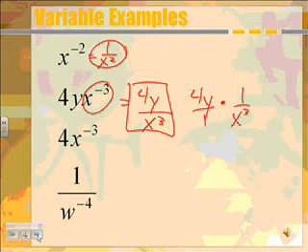Now that I've shown you the trick, you should get this. 4 over x to the positive third. We don't move the 4. It does not have a negative exponent on it. And then the last one down here.